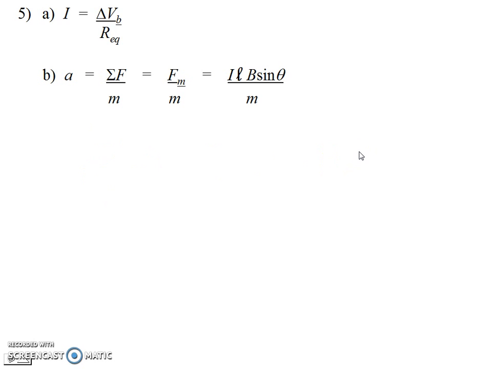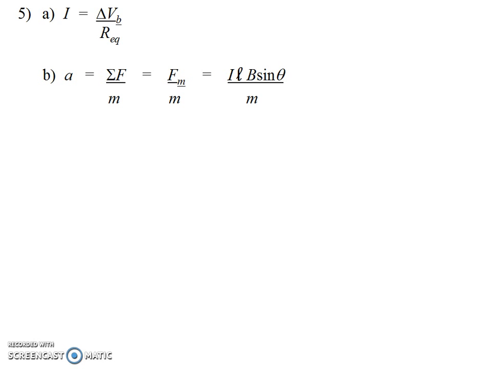Alright, part B, just a equals sigma F over m. It's just the magnetic force we're worried about here, because remember, just to refresh our memories, we're looking down at the situation. When you're looking at these sort of pictures with the bar laid across the wires, you're looking down at it, so it's resting on the wires. You don't have to worry about the weight or the normal force contributing. It's just going to be the magnetic force.